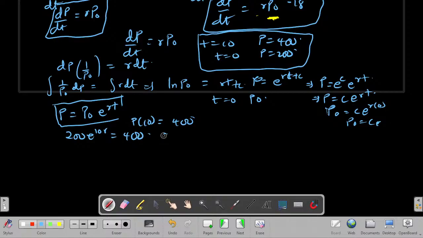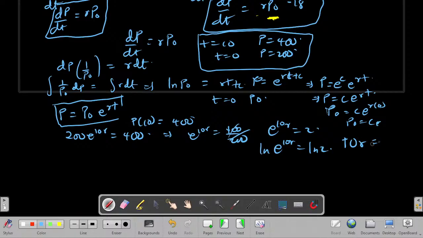So let's see what I'm going to do here. I'll have e to the power 10r equal to 400 over 200, and obviously you can see it's 2. So e to the power 10r is equal to 2. What do I do? I take ln on both sides. So ln of whatever I have here equals ln of 2, and therefore I'll simply have 10r equal to ln 2. Then r is simply ln 2 over 10, and we are done.